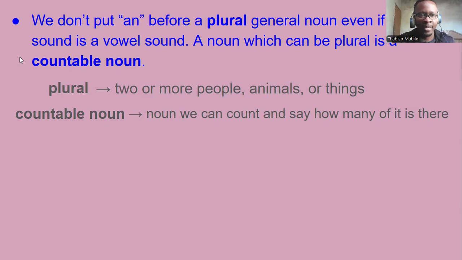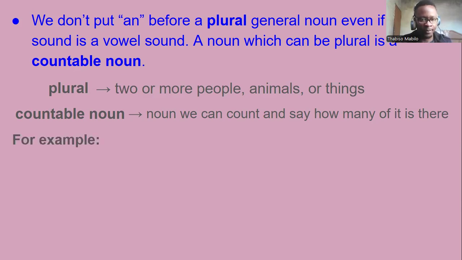So the rule says do not put the article an before a plural general noun, meaning if I'm referring to two or more things, then I cannot use the article an. And if I'm referring to general two or more things, then I cannot use an.